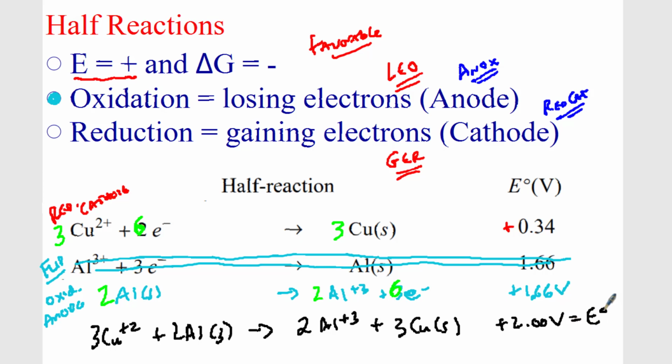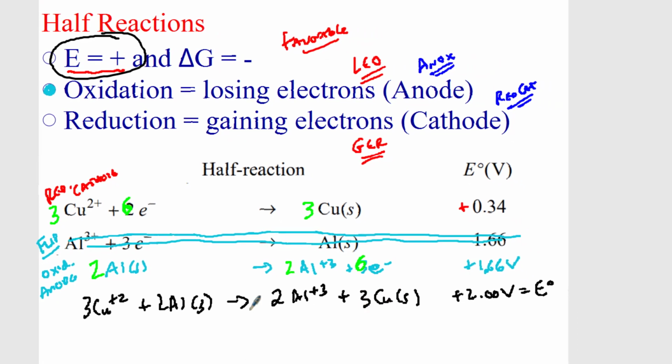And that's my standard cell potential. Remember, when your standard cell potential is positive, it's a favorable reaction. And take a look at my overall reaction. I have 3 copper atoms, makes 3 copper atoms. 2 aluminum atoms makes 2 aluminum atoms. Look at the charges. 3 times plus 2 is plus 6, and this guy is 0, isn't it? 2 times plus 3 is 6, and 0. Do you see how both atoms and charges are conserved?